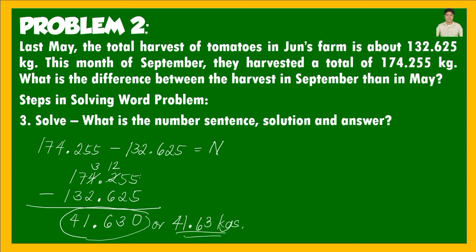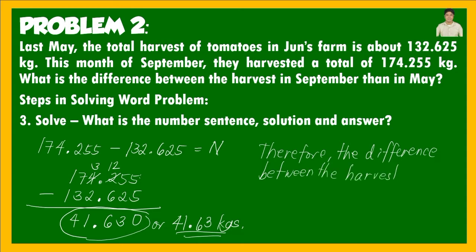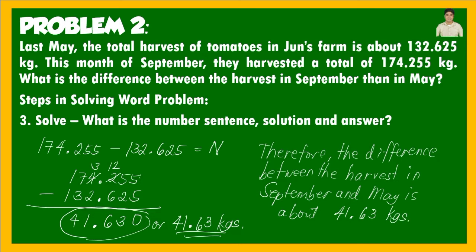So, ayan. So, yung ating answer dito, therefore, the difference between the harvest in September and May is about 41.63 kilograms. So that's it.